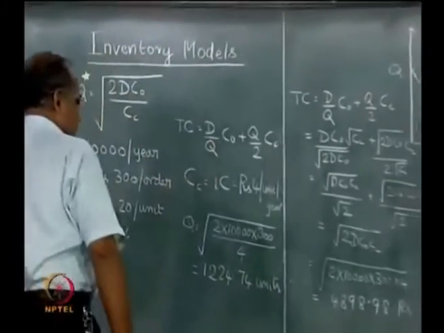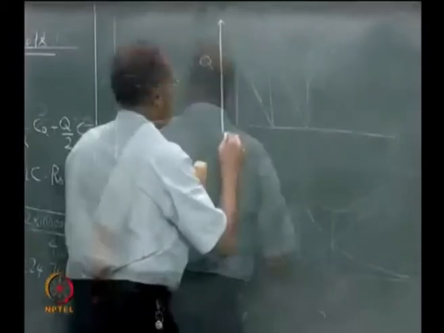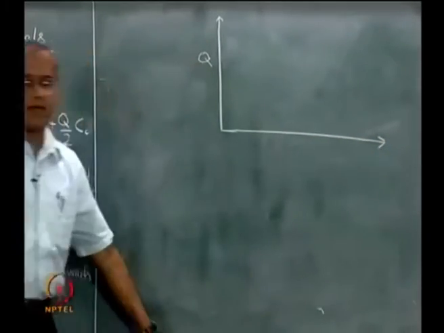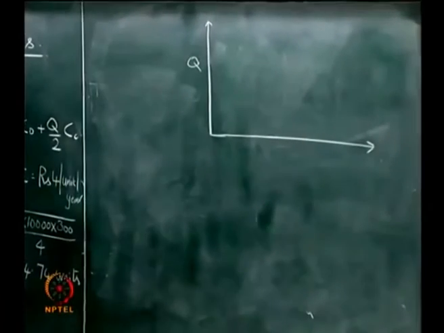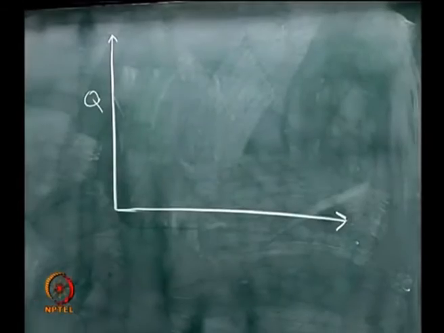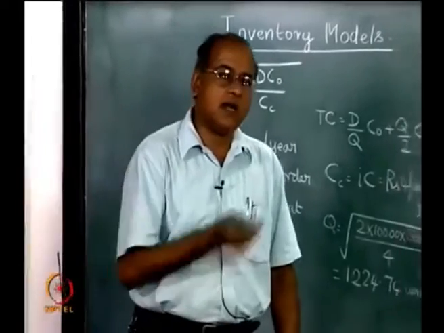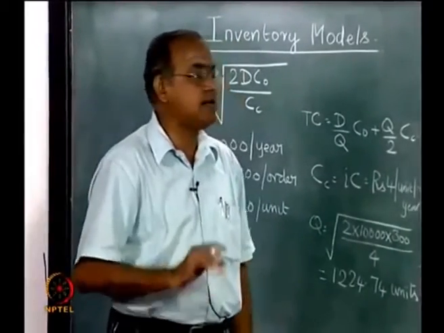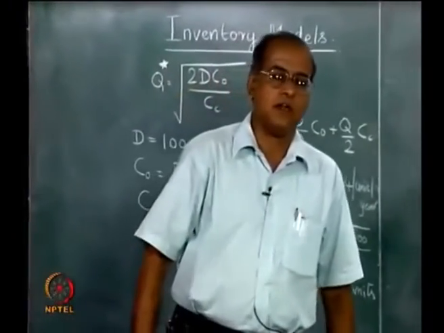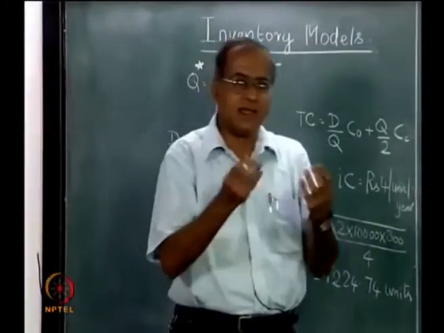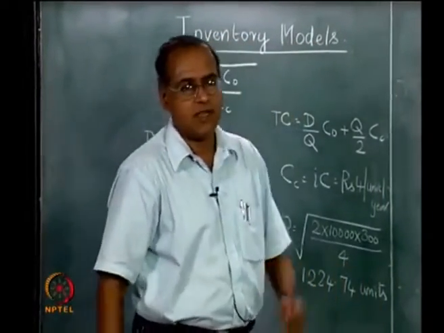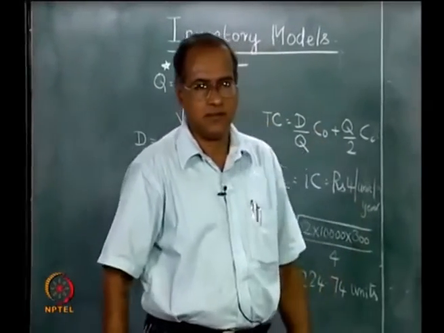Now let us move to the next model. The second model is very similar to the first model, except for relaxing one assumption. In the first model, we did not allow shortages or back ordering. Now we are trying to see, at least to begin with mathematically, what happens when we allow back ordering.